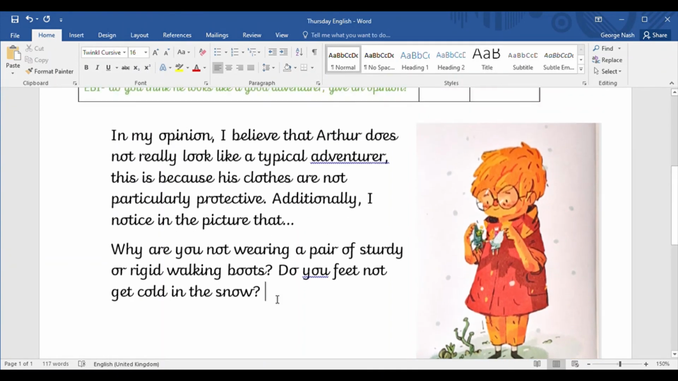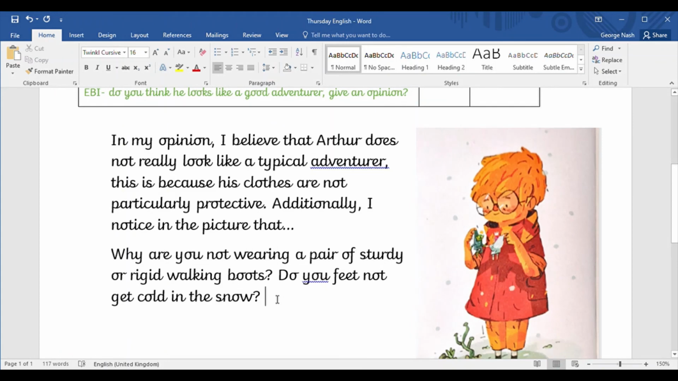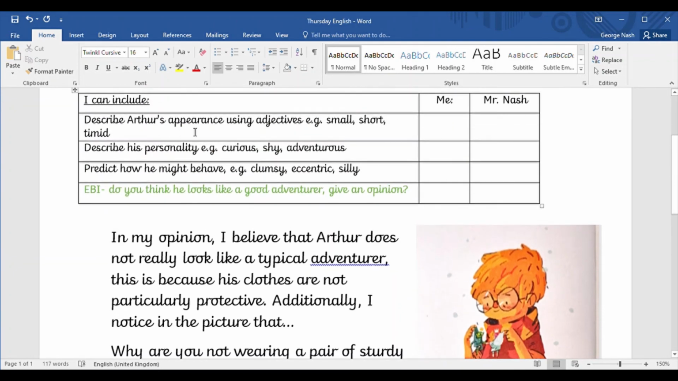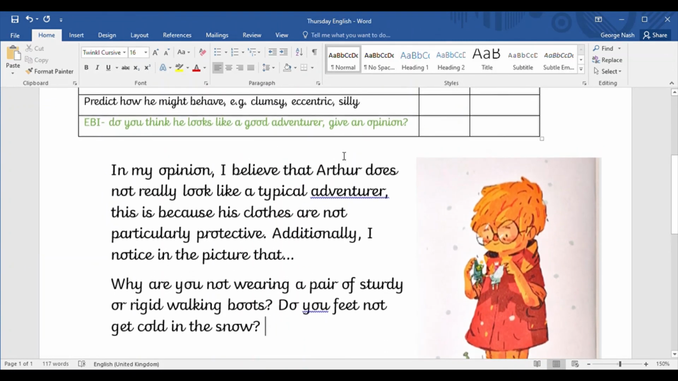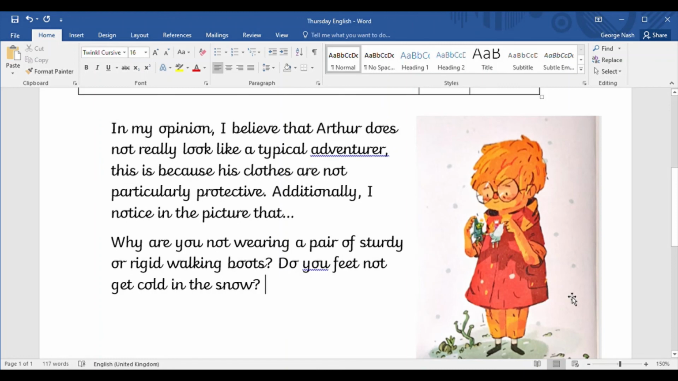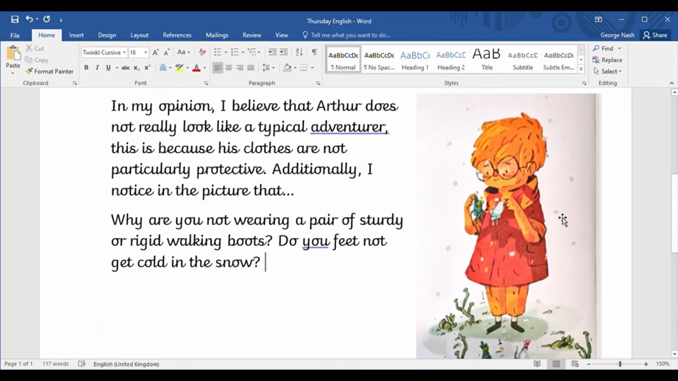Okay, so that's going to be your activity today. A shorter lesson perhaps than normal, but really focus upon using your detective skills to understand Arthur and ask questions to him, describe him. Think about, going back to it, appearance, personality and behaviour. Are there any comparisons here, Mr. Nash, being clumsy and slightly eccentric, or what do you think? Give me your opinion.